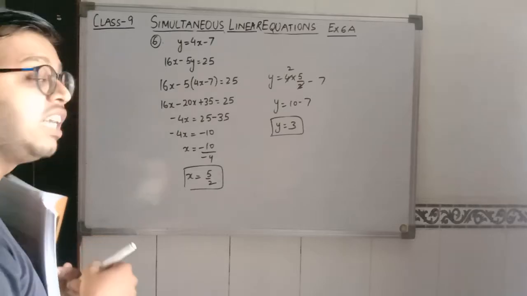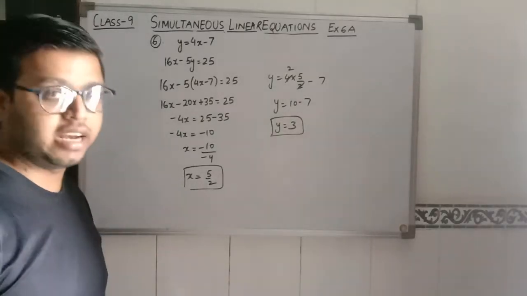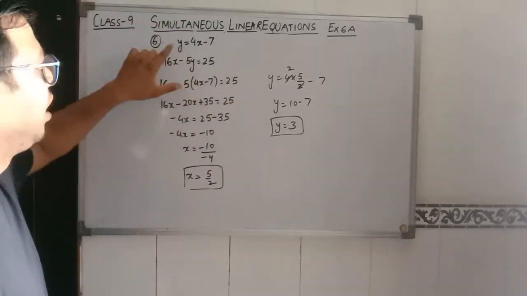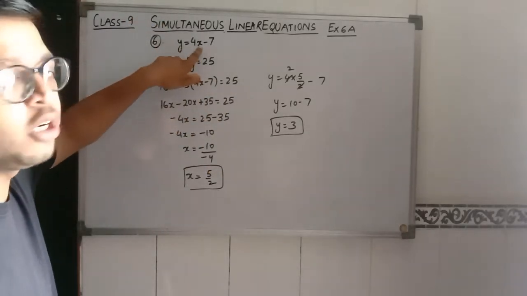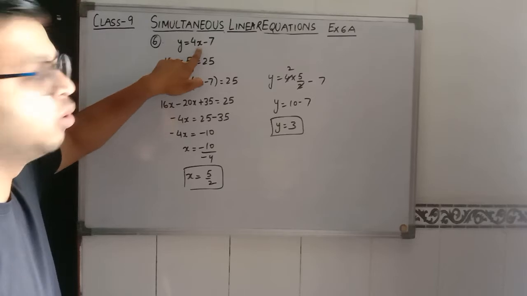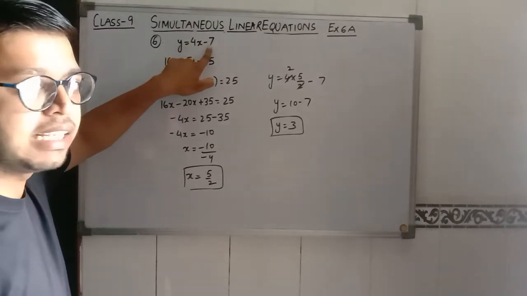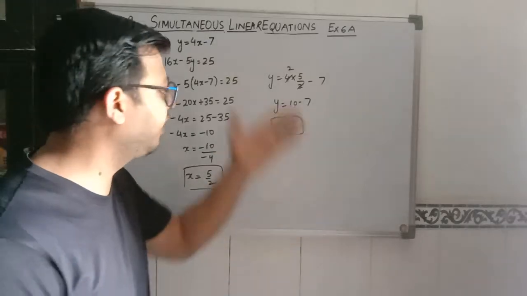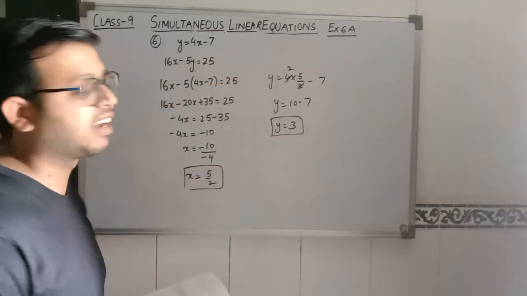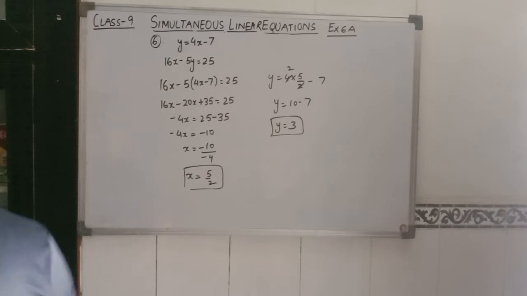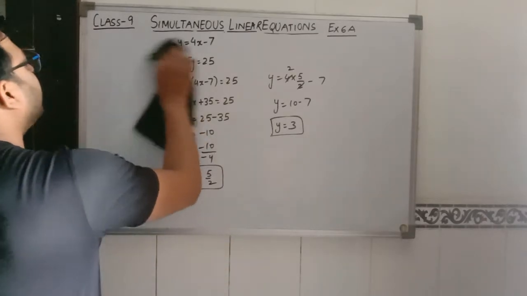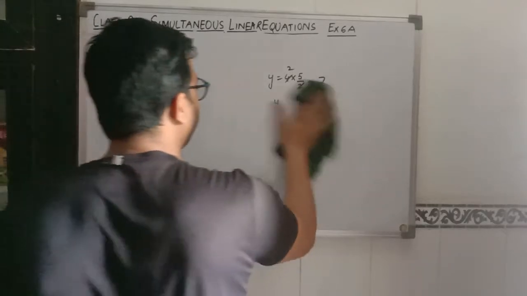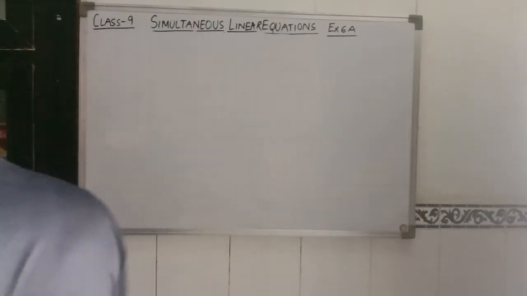If you have any doubt whether your answer is correct or not, then you can do one thing. In rough work, you can place the values like we have placed here. So 5 upon 2 placed here. So 4 into 5 by 2 will become 10, and 10 minus 7 is 3. So the value of y is also 3. Left hand side equals right hand side, which means our answer is exactly correct. So if you have any doubt regarding your answers, then in these questions you can place those answers into the terms of x and y and you can verify your answer.